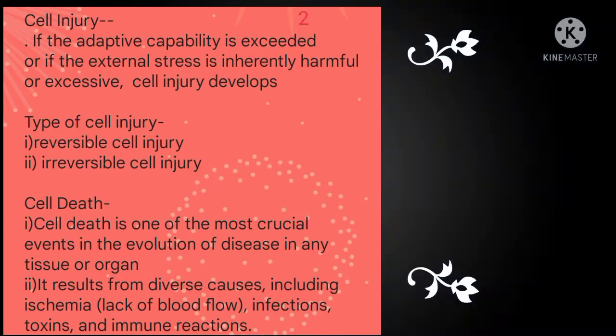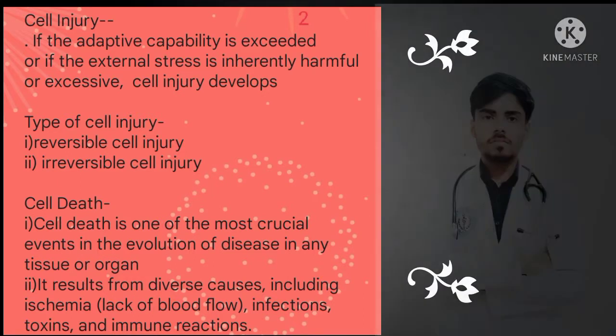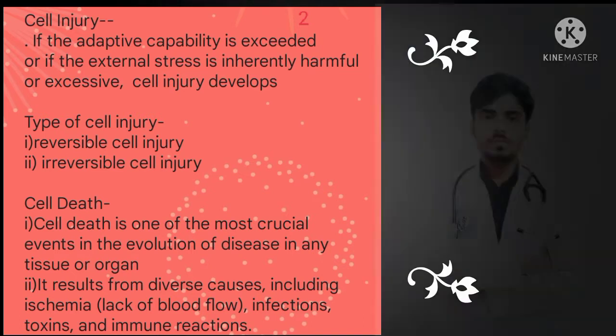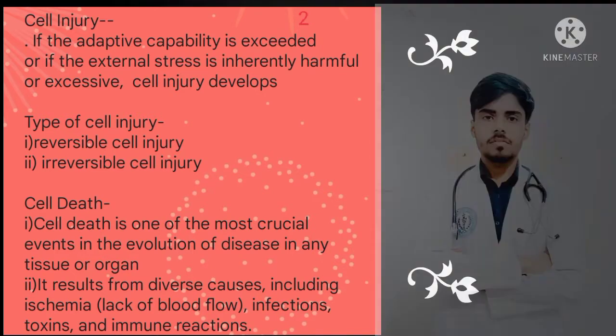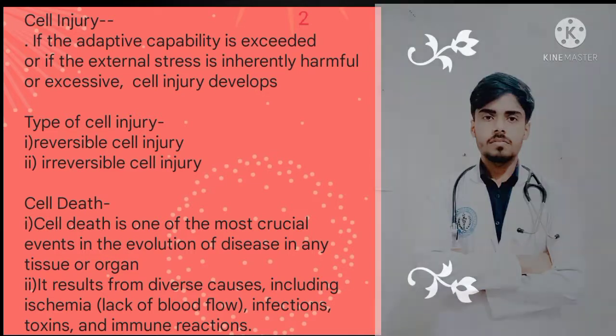Now, we will discuss cell injury. What do you understand by cell injury? If the adaptive capability is exceeded, or if the external stress is inherently harmful or excessive, then cell injury develops. Now we will focus on the types of cell injury. There are mainly two types: first is reversible cell injury, and the second is irreversible.